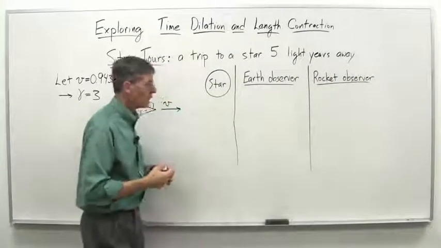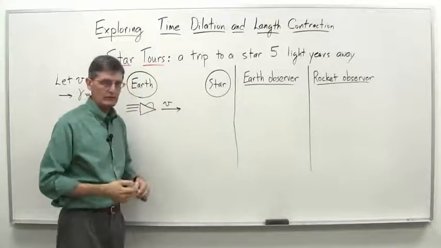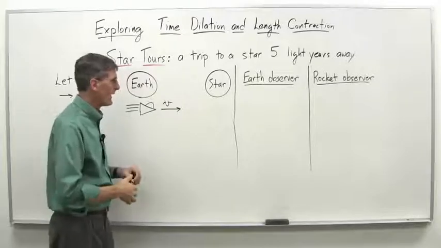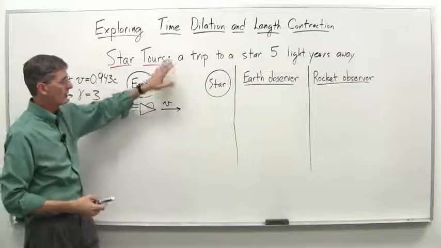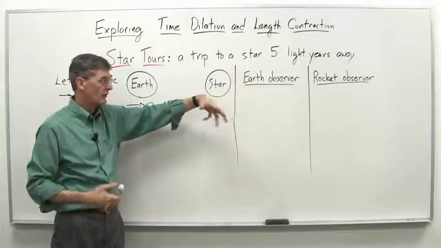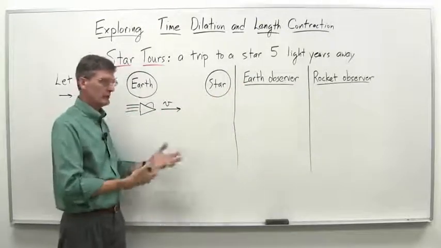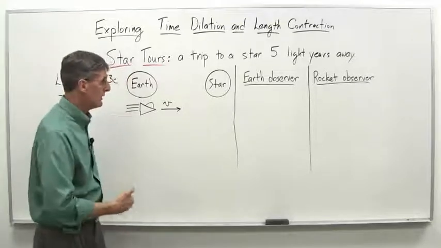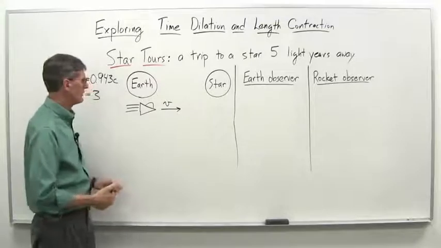In this video lecture, we want to spend a little time exploring time dilation and length contraction, which we introduced last week. And so here's the idea. We're going to do a little star tour here. Imagine a trip to a star 5 light years away. If we could go there at the speed of light, it would take presumably 5 years to get there in a certain frame of reference, as we'll see here.